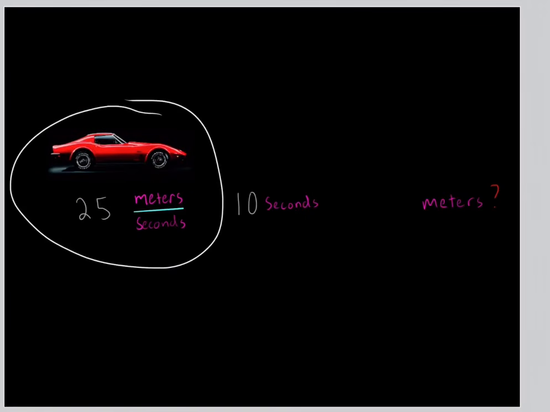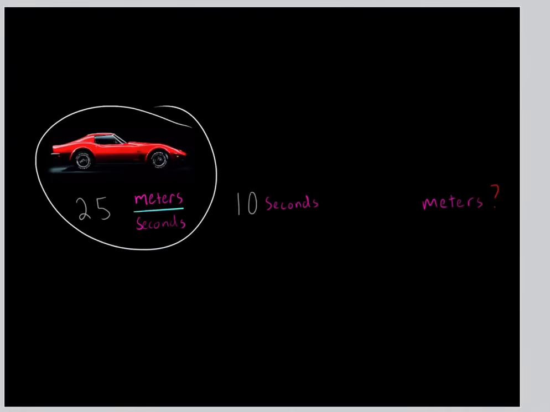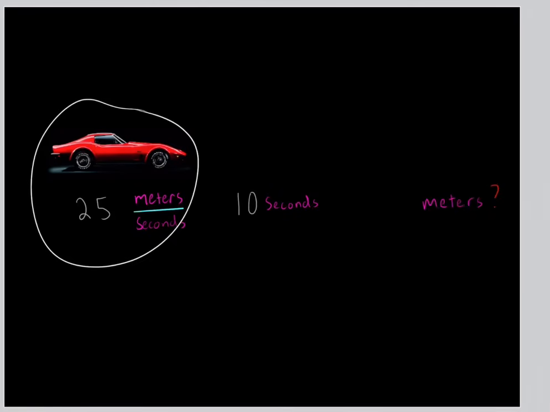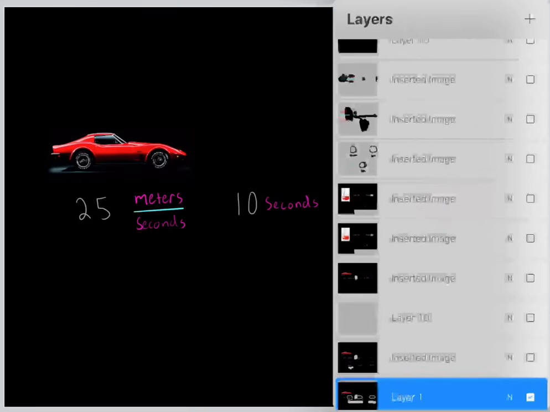So let's say we know this car is traveling at a velocity of 25 meters per second, and it's traveling at that velocity for 10 seconds. How far has it traveled? How many meters has it traveled during that period of time? I know this may seem like a very tricky question that requires a lot of critical thinking and is complex and abstract, but it's actually very easy to find this answer.